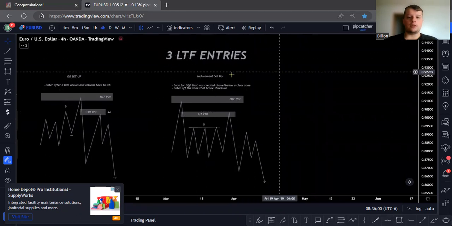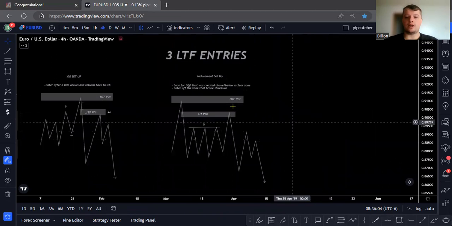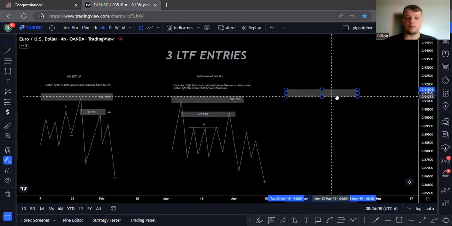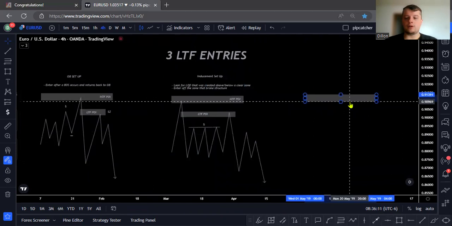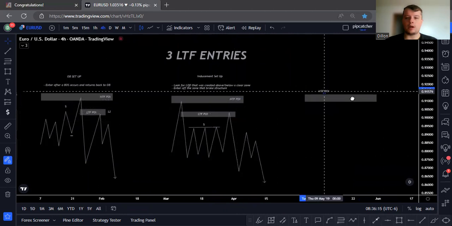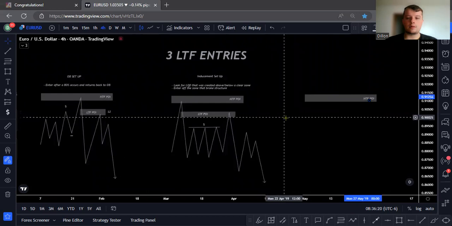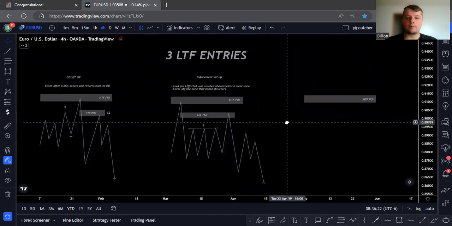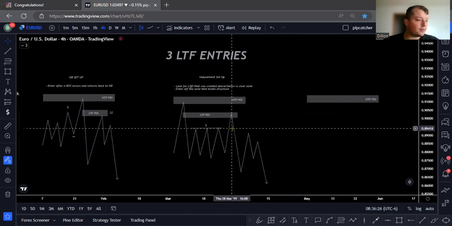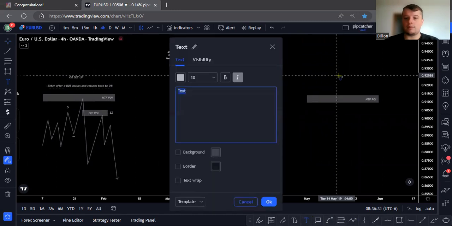But remember, guys, you can use this on any time frame, right? Nothing changes. So now our third and final one here, we'll just copy and paste on these here. Now our third and final one is an imbalance setup, right?